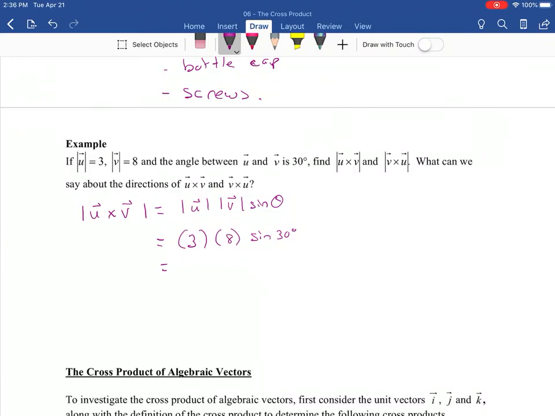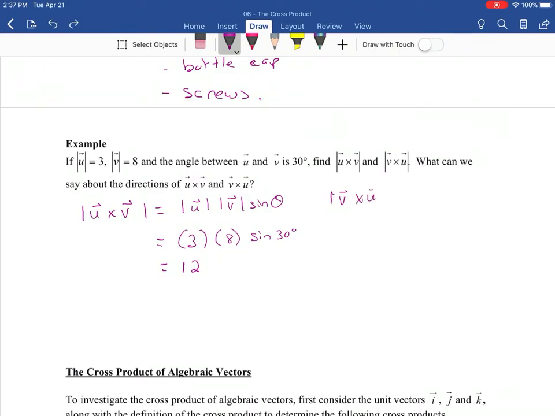But here the magnitude of U is 3, the magnitude of V is 8, and they said the angle between them is 30. So I've got 3 times 8 times sine 30. When I type that in, I get 12. That's the magnitude. You might be confused because you might have said, well, a few minutes ago you said that U cross V was a vector, and that is true. U cross V is a vector. But the size of that vector is 12. Its direction, we'd need to know more about U cross V, which I'll talk about in a second.